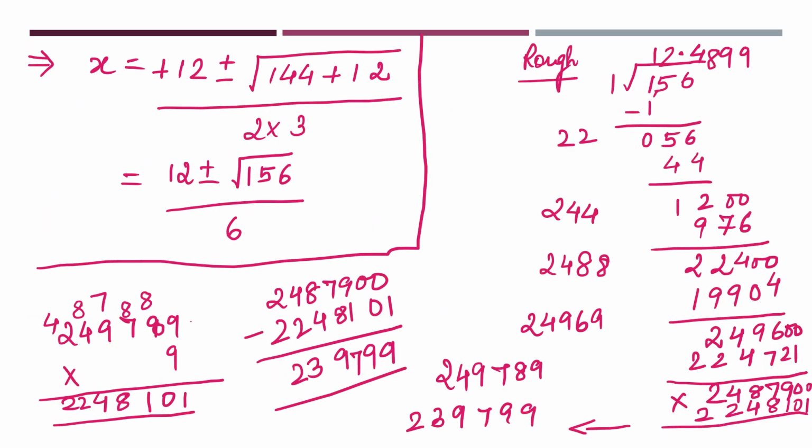See children, finding the square root of 156 is a little lengthy process. So in this slide, I have taken the rough part. Most of the slide has been taken by the rough part. Okay, so here what we said is that x is equal to plus 12 plus minus under root of 144 plus 12 upon 2 into 3, that is x is equal to 12 plus minus under root of 156 by 6.